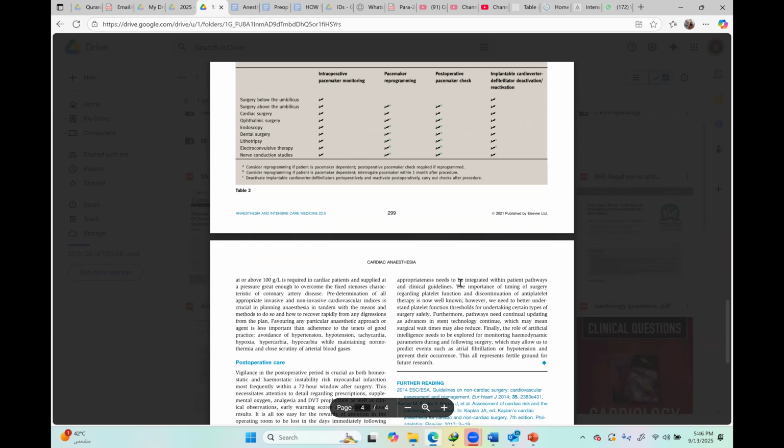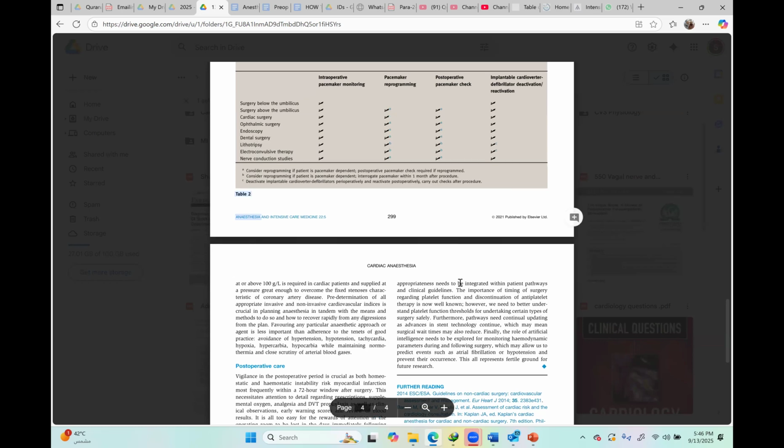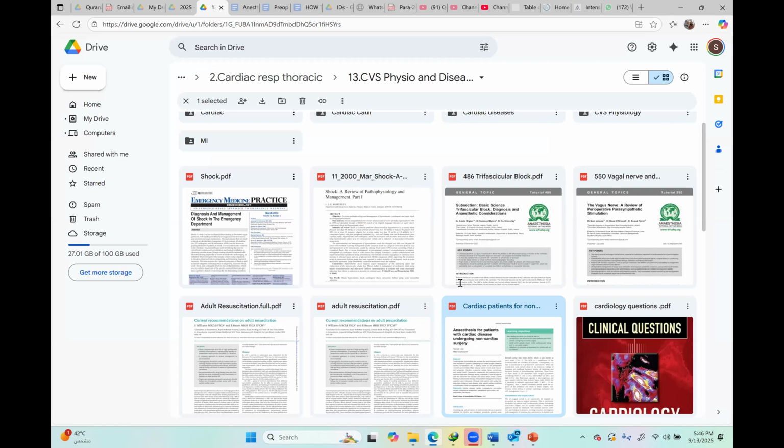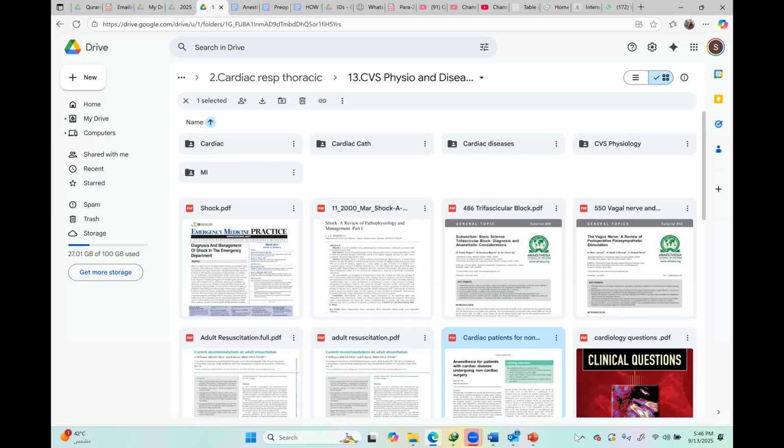This is the common antiplatelets or anticoagulants. This is the basic principle: risk of thrombosis versus risk of bleeding. Okay, my dear, so I think I will stop here. Any further question you want to ask?